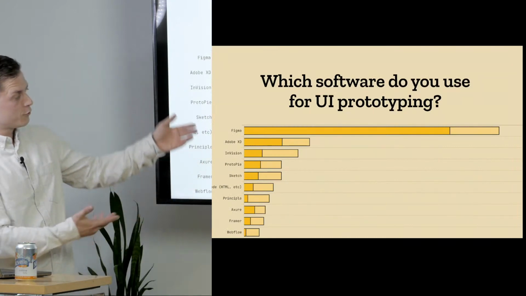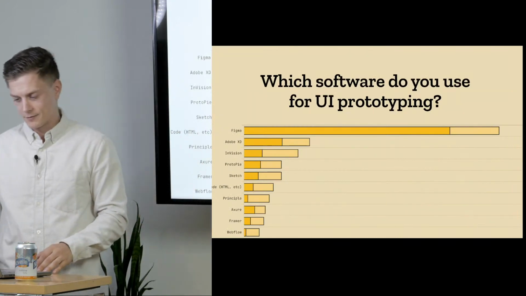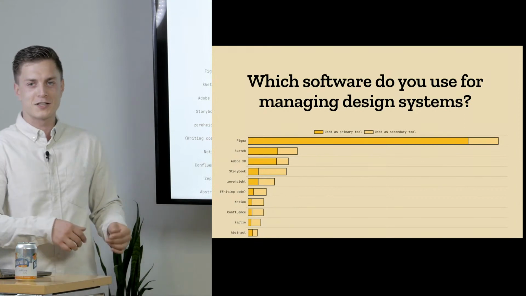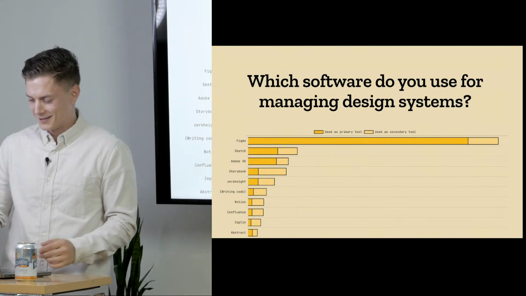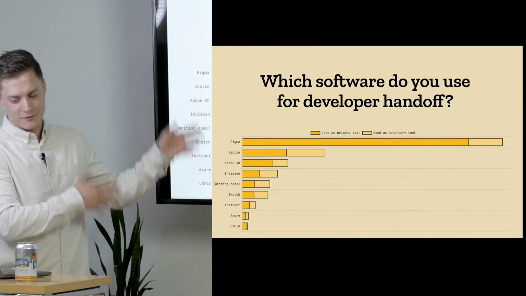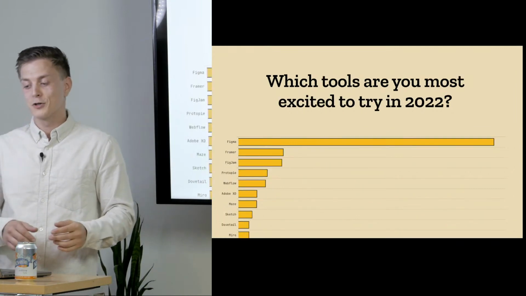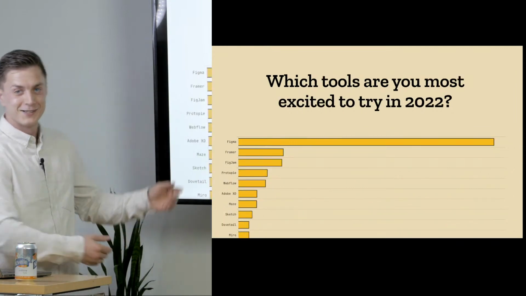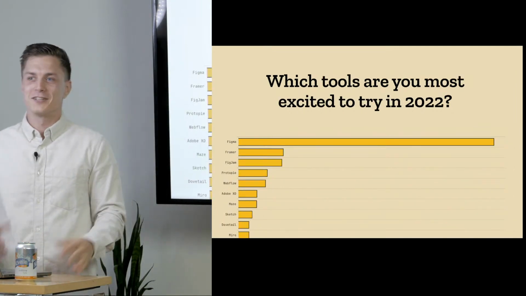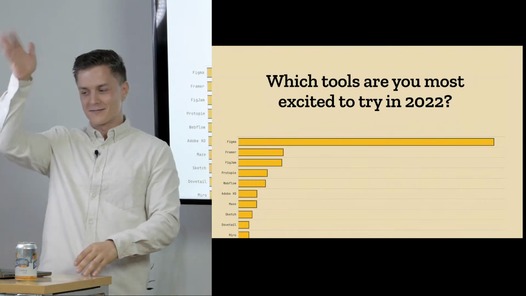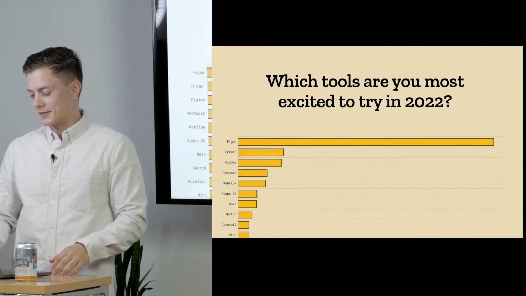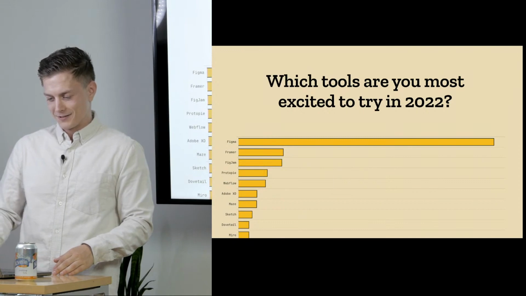What software do you use for prototyping? Figma. What software do you use for managing design systems? Figma. Software for developer handoff? Figma. What tools are you most excited to try? Figma. So this is what I mean by Figma is king. It's in a league of its own right now. Please, Adobe, don't break it.